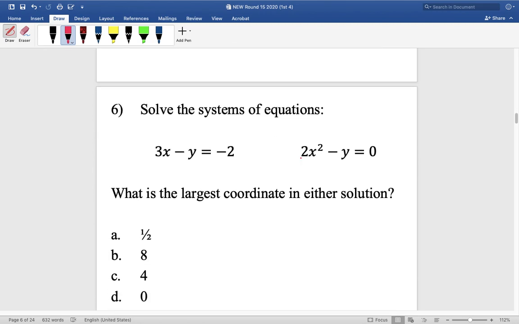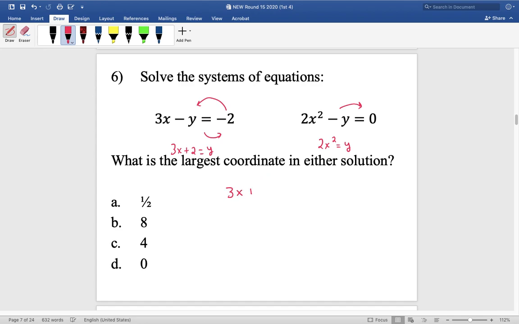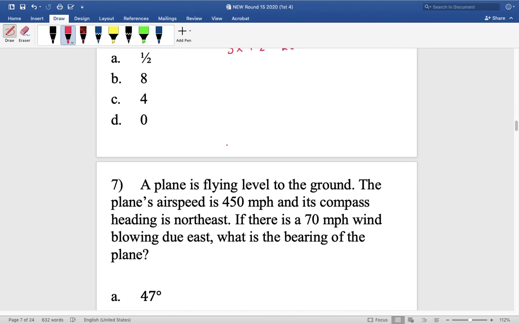Number 6, solve this system of equations. Well, what do we have here? How about a substitution? How about I solve this one for y and I swing that over there and swing that over there, and that becomes 3x plus 2 is equal to y. And swing this over here, and I have 2x squared is equal to y. They both equal y, so I have 3x plus 2 is equal to 2x squared. Solve that, and you're on your way.